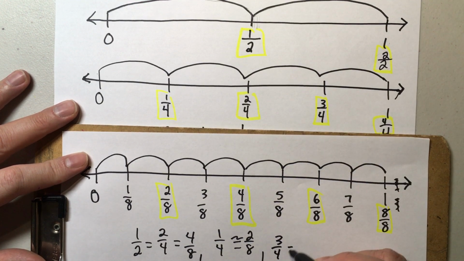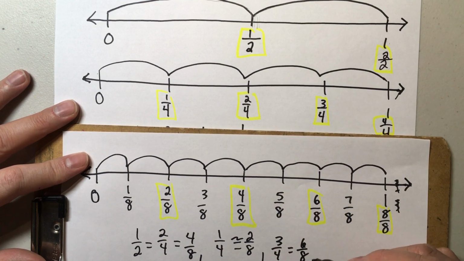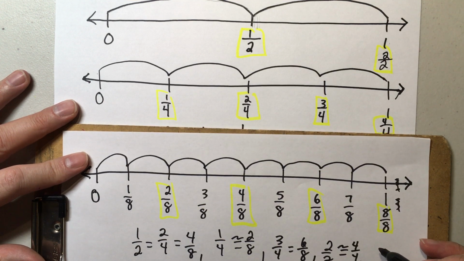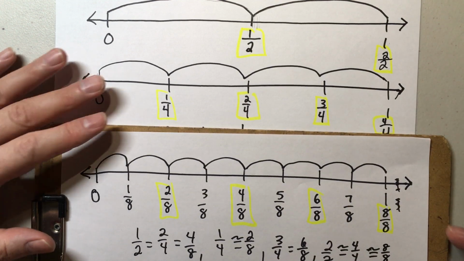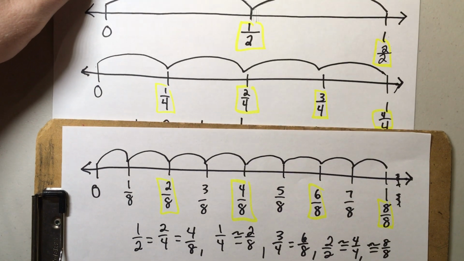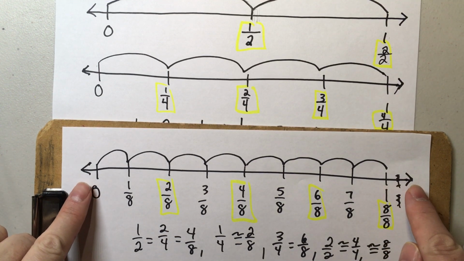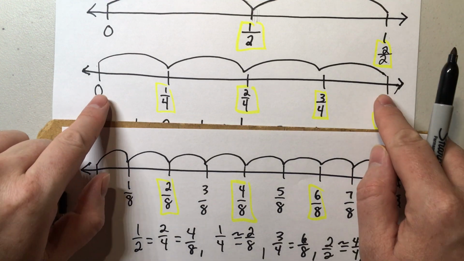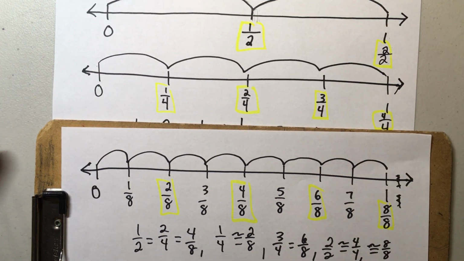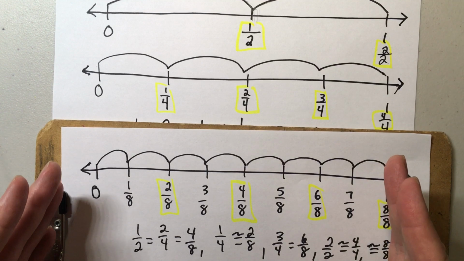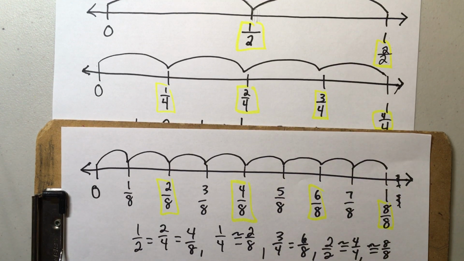3/4 is equal to 6/8. 2/2 is equivalent to 4/4, which is also equivalent to 8/8. They start to see patterns after a while. The most important thing to do, obviously, is to be able to compare a similar length and distance for your number line in order to do that. I'm not doing it exact, and that's fine, because when kids start doing this, it's not going to be exact, but you want to try to help them approximate as much as possible.